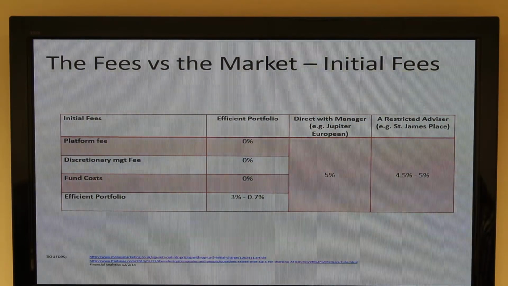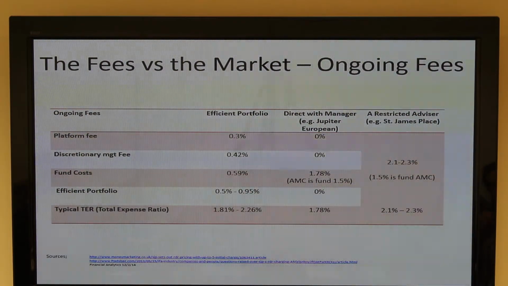Just as a couple of examples, if you were going direct to a fund like Jupiter European, you would pay an initial charge of 5%. And if you were going to go off and use a different restricted advisor like St James's Place, and I just picked that as an example because they're the people that most people know in our industry, then you'd pay an initial charge of between 4.5 and 5%, depending on the product they put you into. Of course, the cynic in me might suggest that they might lead you towards the things that pay 5%.